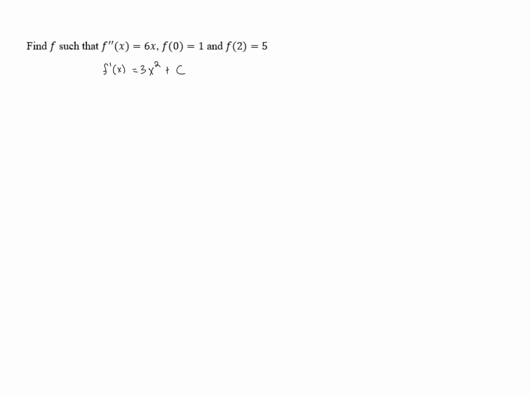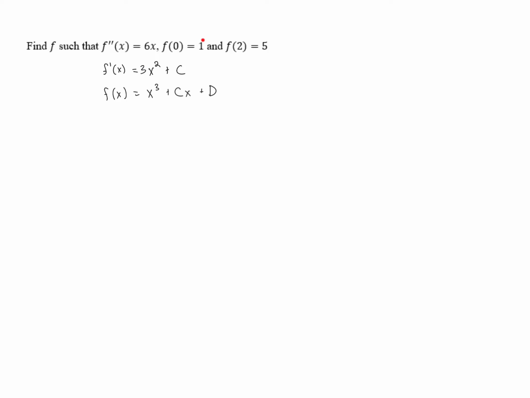So what we can do from here is antidifferentiate another time to get to that function. The antiderivative of 3x squared is x cubed, because the derivative of x cubed is 3x squared. And then we've got plus cx and plus d. And we need to figure out what the values of c and d are.